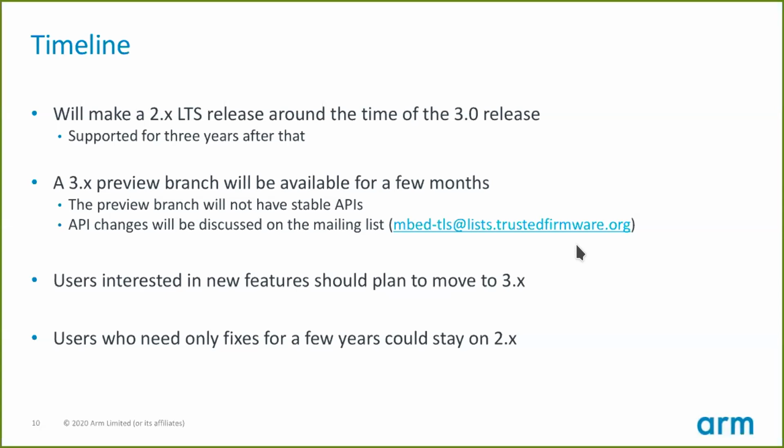3.x will have the usual review process, so you can expect the same level of robustness and security as you're used to in Mbed TLS. Just it will not have API stability until it's called 3.0. So if you're interested in new features, you should keep an eye on the changes in 3.x. And once 3.0 is out, you should adopt it. If you just want bug fixes, well, you can stay on 2.x for about 3 years.